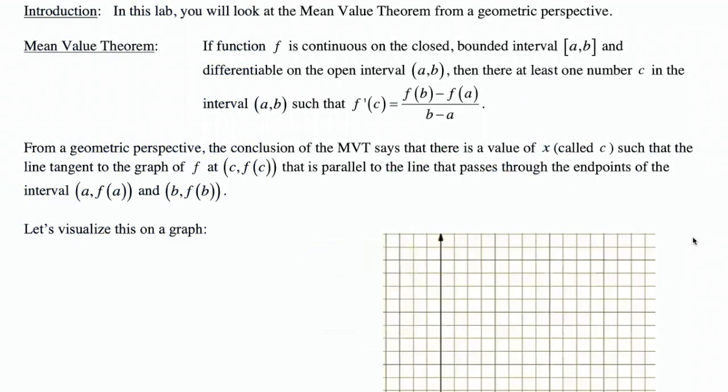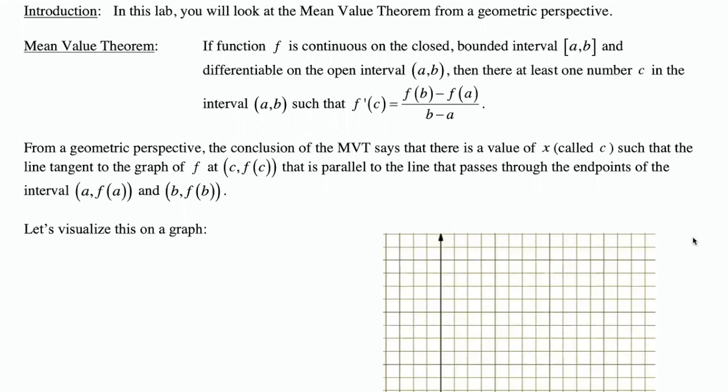In this lab, you're going to be looking at the mean value theorem. Just as a refresher, the mean value theorem says if a function f is continuous on the closed bounded interval from a to b and differentiable on the open interval a to b, then there's at least one number c in the interval of ab such that the derivative at the point c is equal to f of b minus f of a all over b minus a.